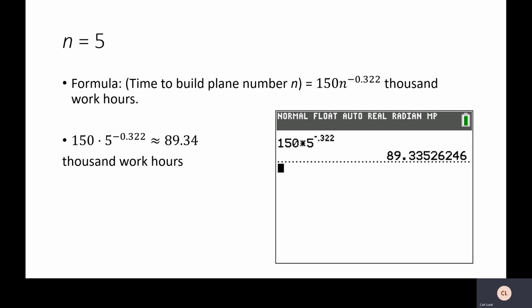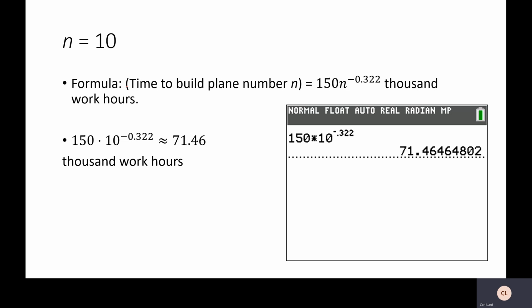And we see that calculator screen there again. So the calculator, if you're using a TI-84, is smart enough to do order of operations, but it is always important that you be smarter than your calculator, just to make sure that you could break those steps apart if you had to, because sometimes a calculator will surprise us in what it does, even a powerful one. Let's do the same thing for the 10th plane. So here we're going to replace n with 10. And so when we multiply this all together, we get about 71.46 thousand work hours.